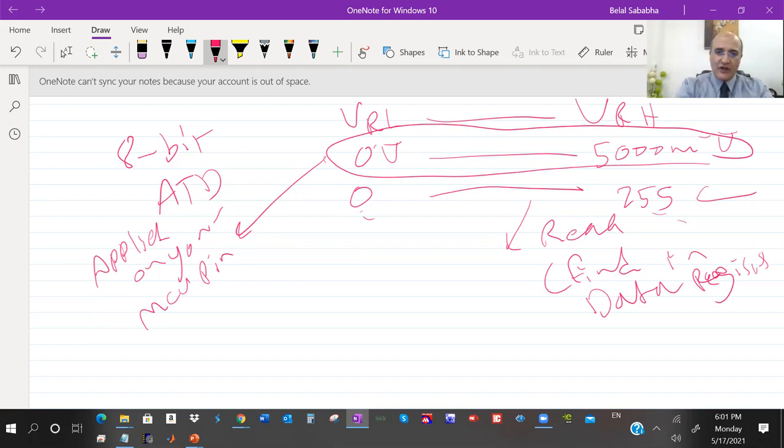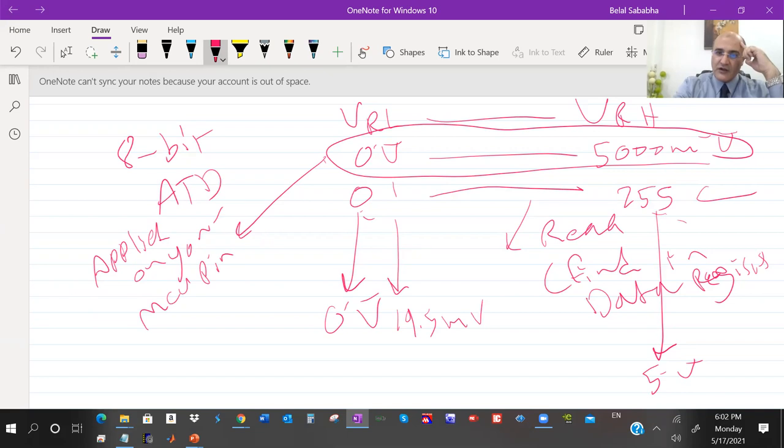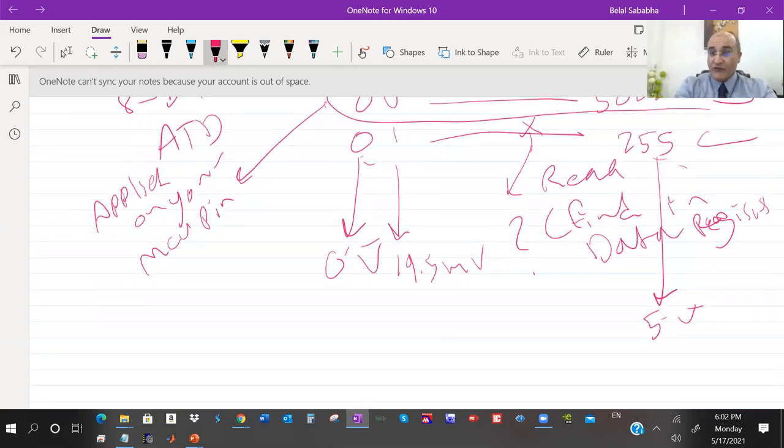So if you read the 0, then you know the voltage outside is 0 volts. You read the 255. What's the voltage outside? It's 5 volts. You read the 1. What's the voltage outside? 19.5 millivolts. You read any value X. What's the voltage outside? The voltage outside is the X, which is the reading you found in your register.